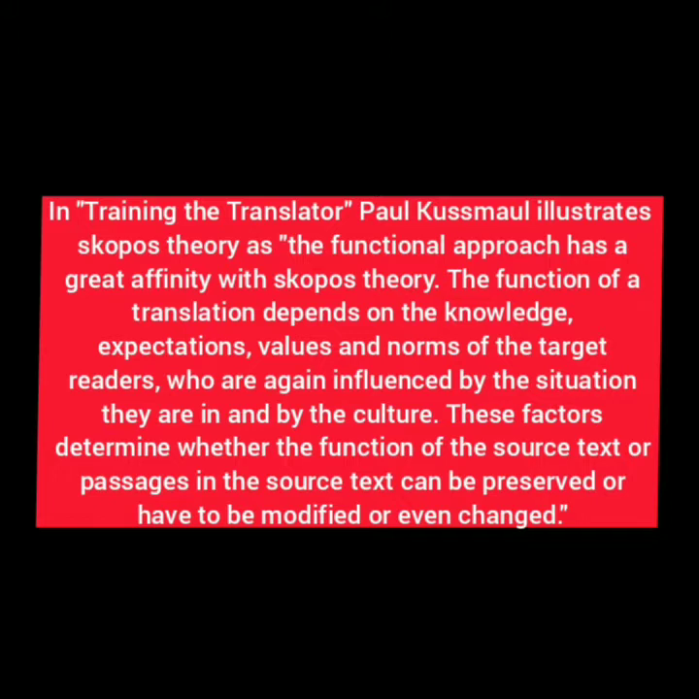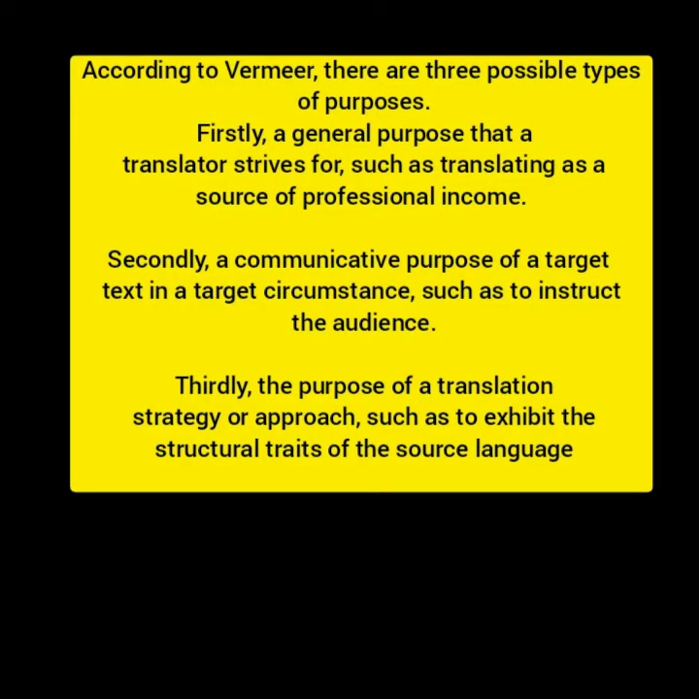So, as Skopos means purpose, Skopos theory provides an insight into the nature of translation as a purposeful activity. That's why Vermeer points out three possible types of purposes. Firstly, there is a general purpose that a translator strives for. It means that translating something is a source of professional income for a translator. It is one purpose of translation. Secondly, translation is used as a communicative purpose of a target text in a target circumstance. Okay. And the third purpose is the purpose of a translation strategy or approach, such as to exhibit the structural traits of the source language. So there are three purposes.